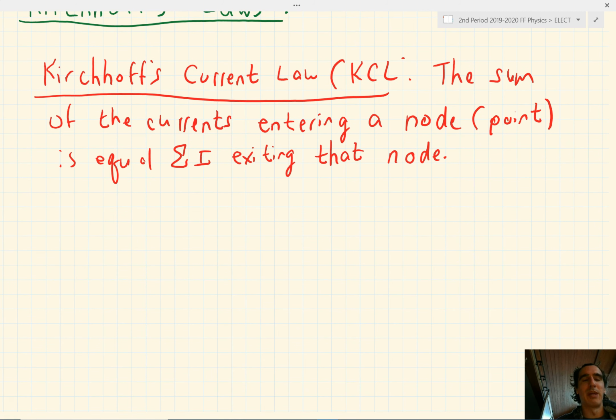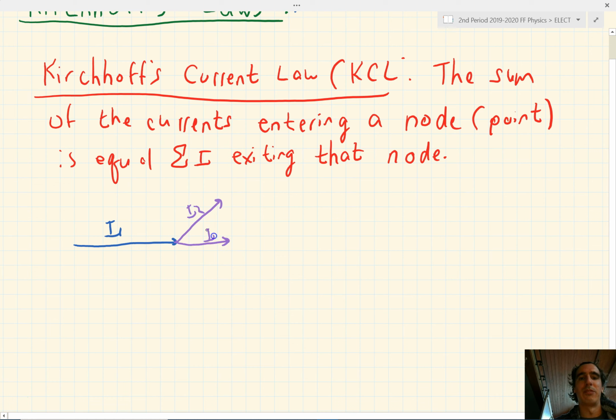So we'll do a quick example. Let's say we have some current entering a node. Let's just call that I1 for now. And that current is going to branch off into 3 separate branches. We'll call those I2, I3, and I4. And all those currents are going to recombine at another node.